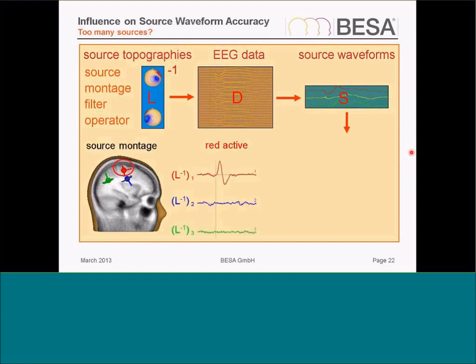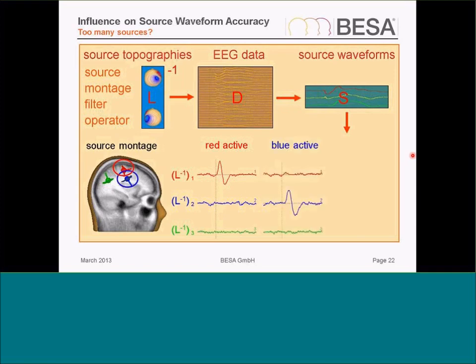So what would happen now in my reconstruction of the source waveforms if, say, only the red source was active in the brain? Well, the inverse operator will achieve the result that the activity of the red source gets reconstructed well, and the other two sources will not show any activation because I've already modeled my activity correctly using the red source.